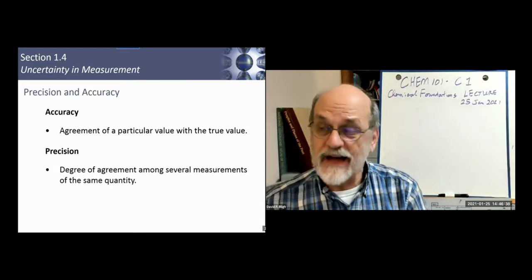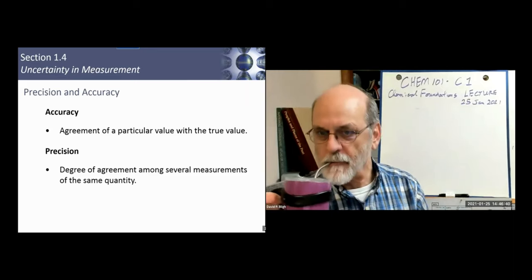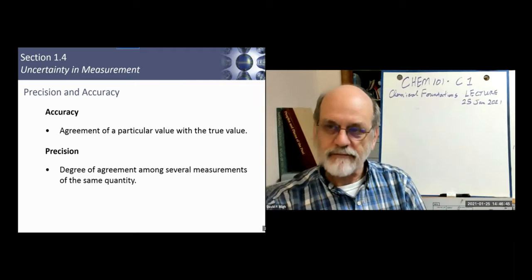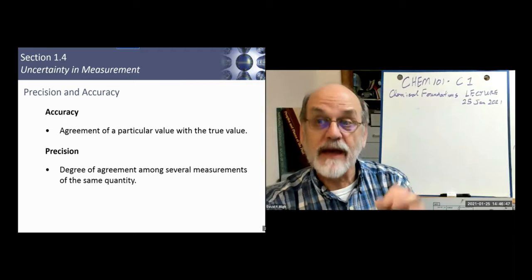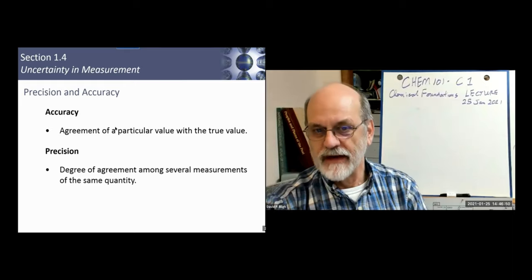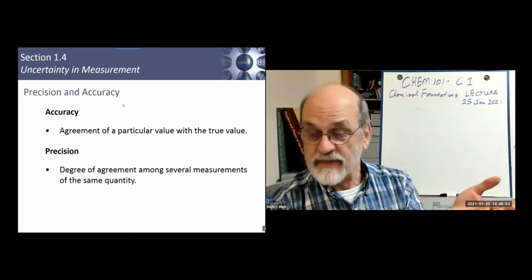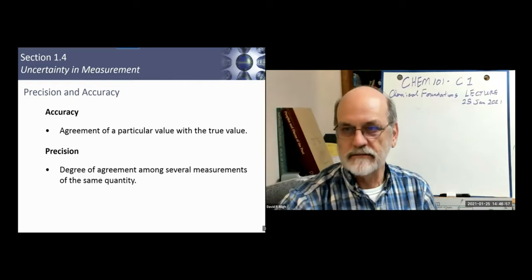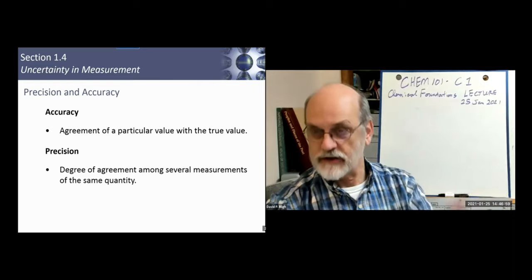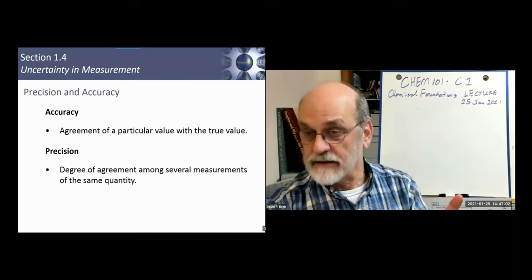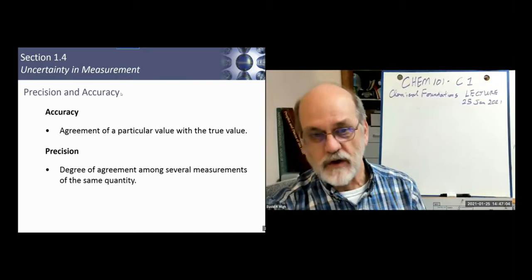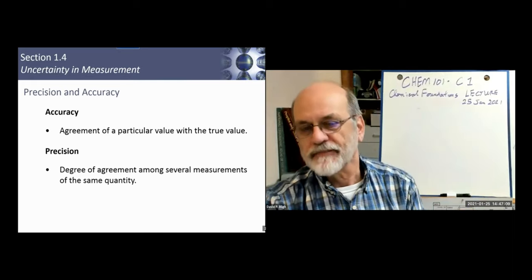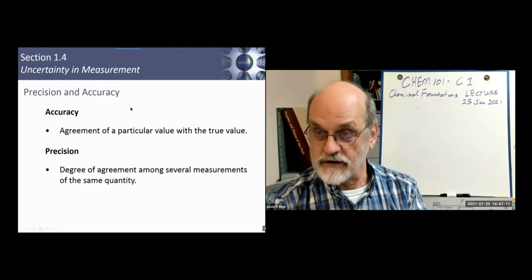But what if you don't have a true value? What do you do? Instead of the true value, how close is your measurement to the accepted value? Now, the accepted value may simply be an average of hundreds or thousands of different measurements. And that's valid because we rarely know the true value when we're doing research. We really don't know what to expect. So the accepted value is our target.